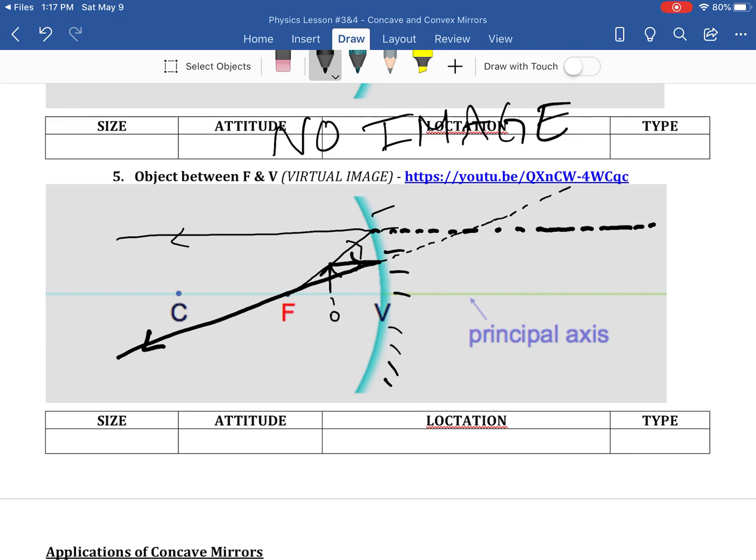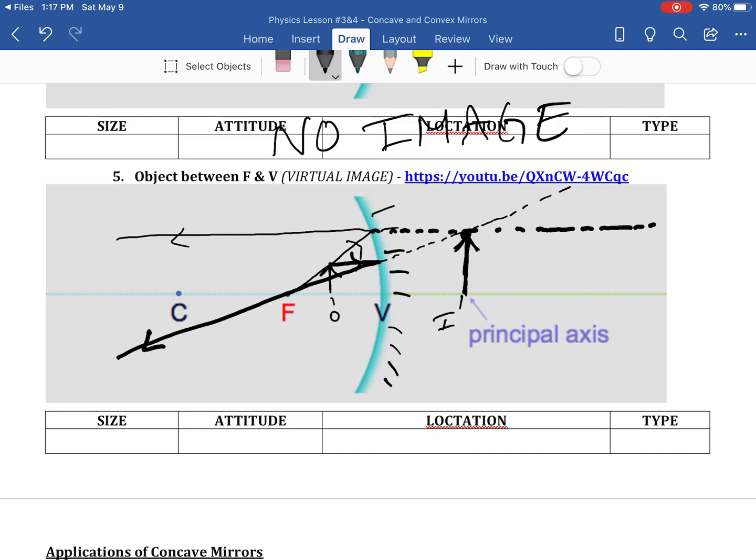Now, I already see a place where the two reflective rays cross. They cross right here in behind. So now my object from the principal axis up to the point where the reflective rays meet, that's where the tip of my arrow is going to be, right there. That is my image right here.